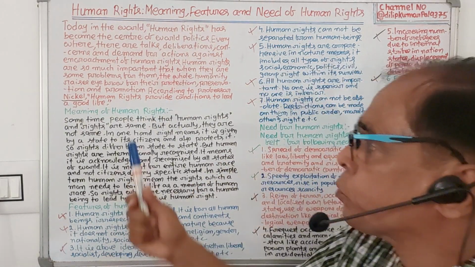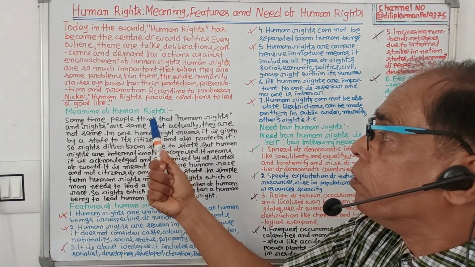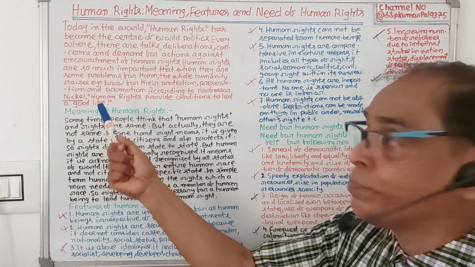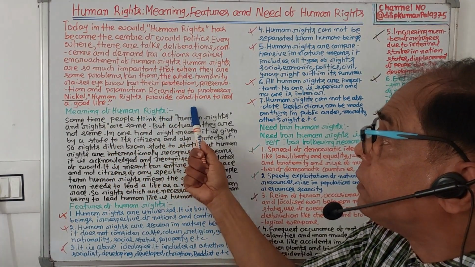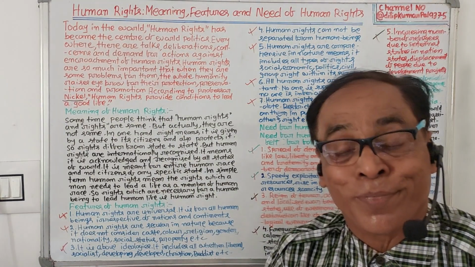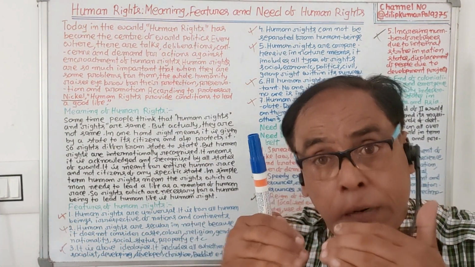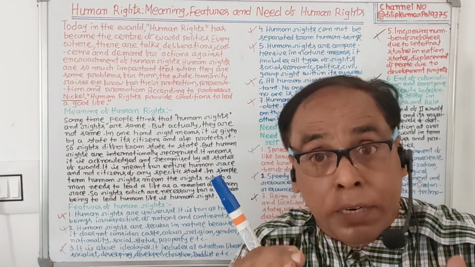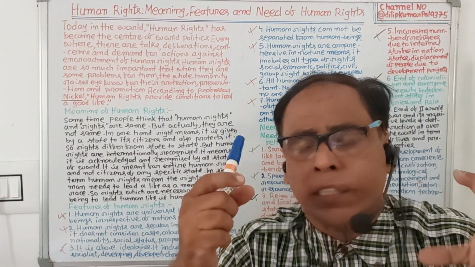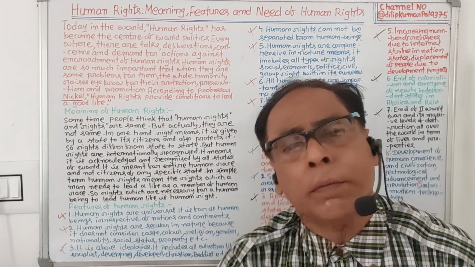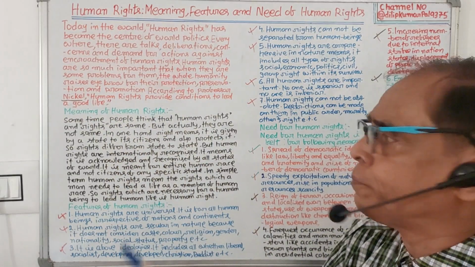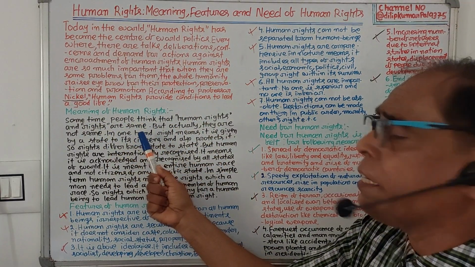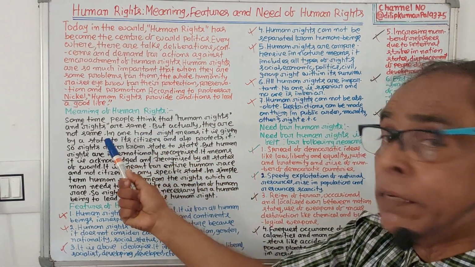So, what is human rights? Meaning of human rights. About the importance of human rights, Professor Nickel has told, human rights provide conditions to lead a good life. So, for a good life, human rights is a medium. So, human rights are very important. So, what is the meaning of human rights? Sometimes people think that human rights and rights are same. But actually, they are not same.